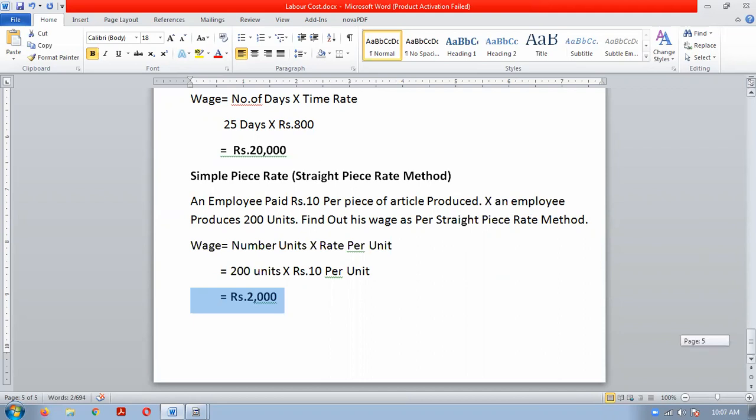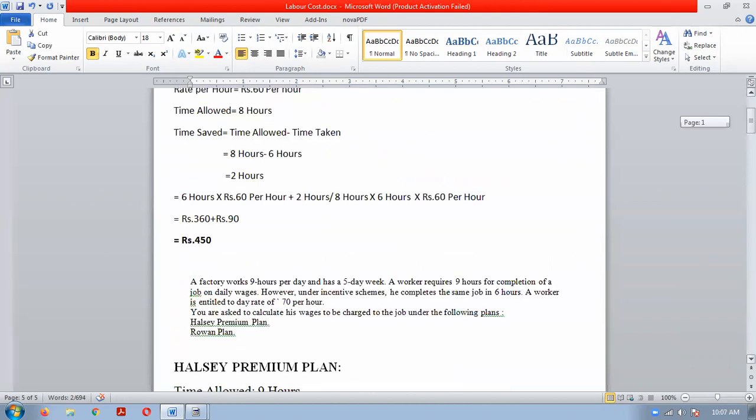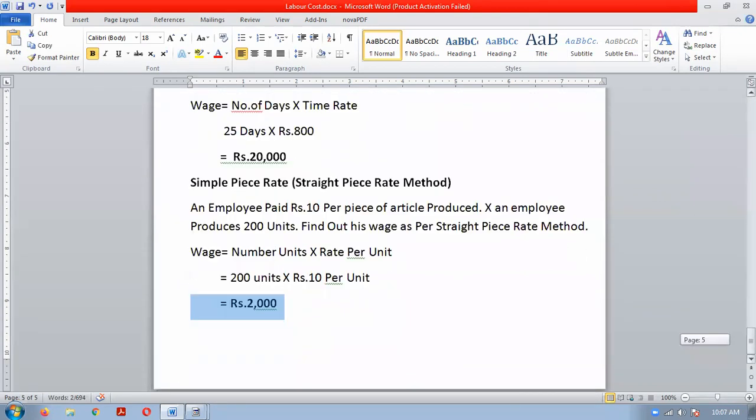So how many methods have we completed? Rowan, Halsey, Taylor, simple time rate, simple piece rate. So 5 methods we have discussed. So comfortable with this much, everybody? Any confusion is there?